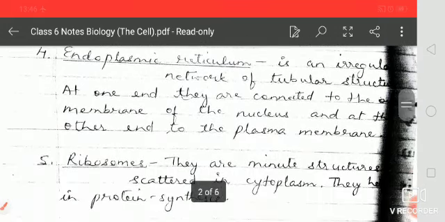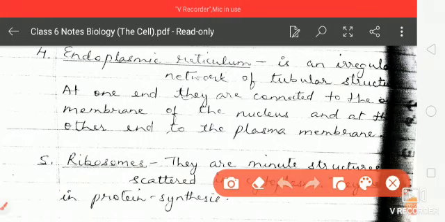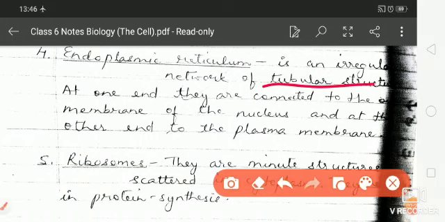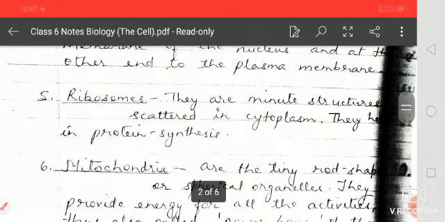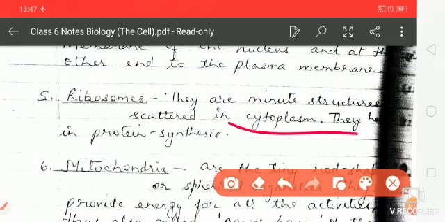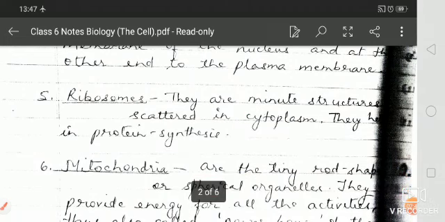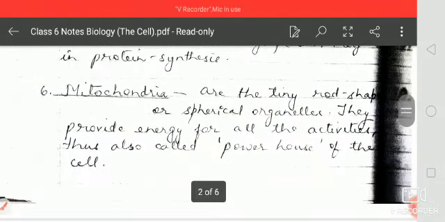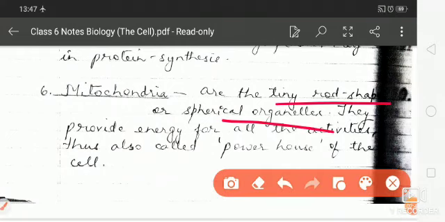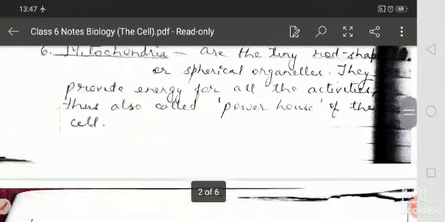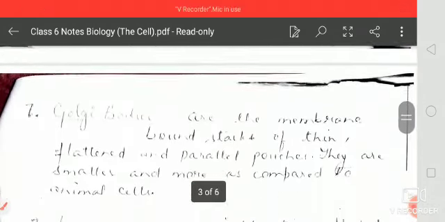Next is endoplasmic reticulum. It is an irregular network of tubular structures, and at one end they are connected to the nuclear membrane of the nucleus, and at the other end to the plasma membrane. Next is ribosome. You know, they are minute structures scattered in the cytoplasm, and they have the property to synthesize protein. Mitochondria are tiny rod-shaped or spherical organelles, and they provide energy for all the vital activities. So it is called the powerhouse of the cell.